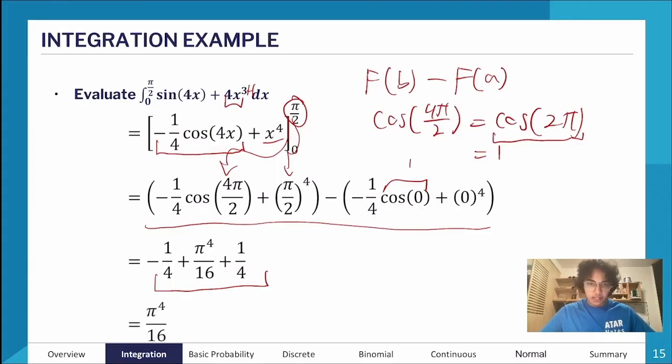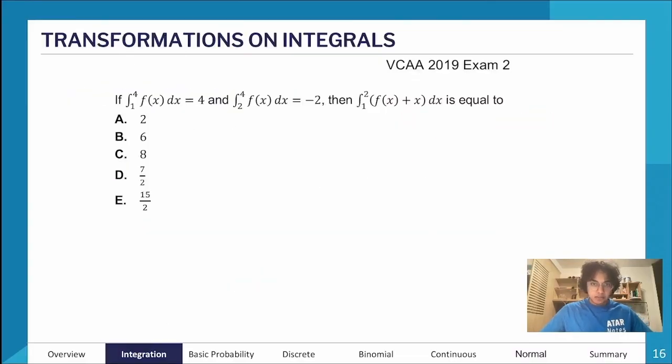And when we evaluate that, we get pi to the power 4 by 16. So hopefully you guys got a similar answer. Okay, so this is just a multiple choice question from a VCE exam. So you guys can see 2019 exam 2.